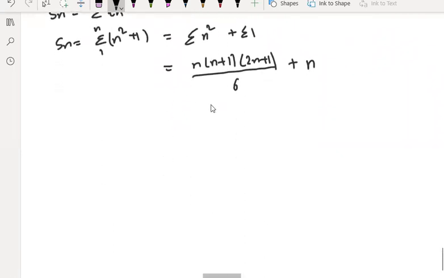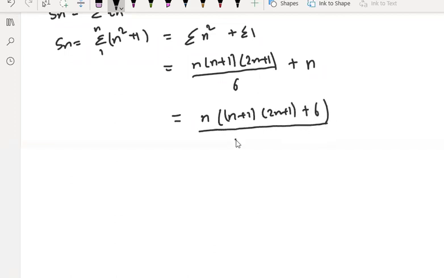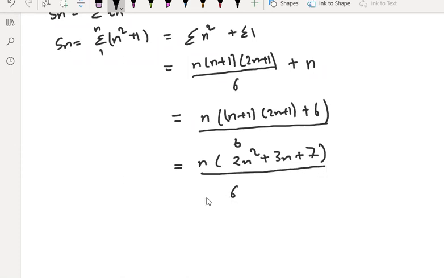So if you see this, if you take n common, you are left with n plus 1 into 2n plus 1 plus 6, whole divided by 6. Either you can just leave this as an answer or you can simplify it. So it will be 2n squared plus 3n plus 1 plus 6, that is 7, whole divided by 6, right?